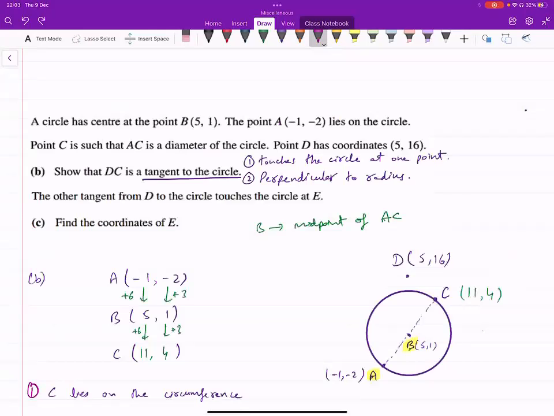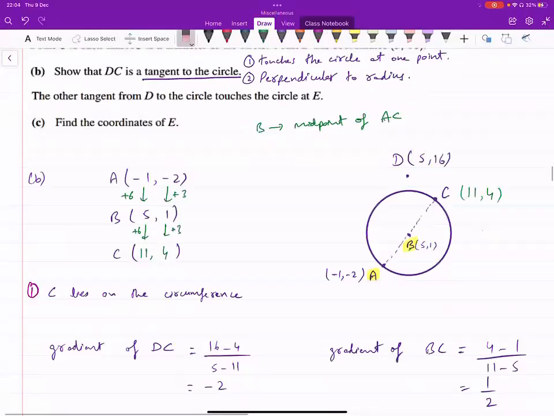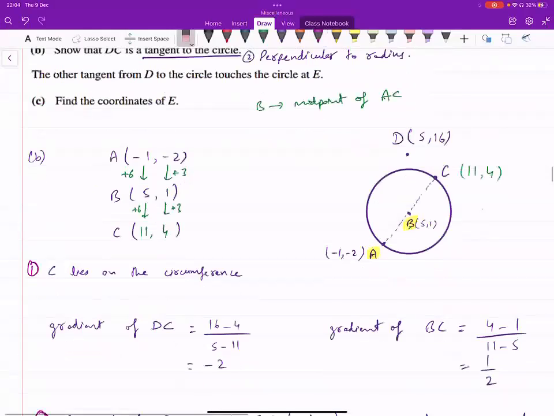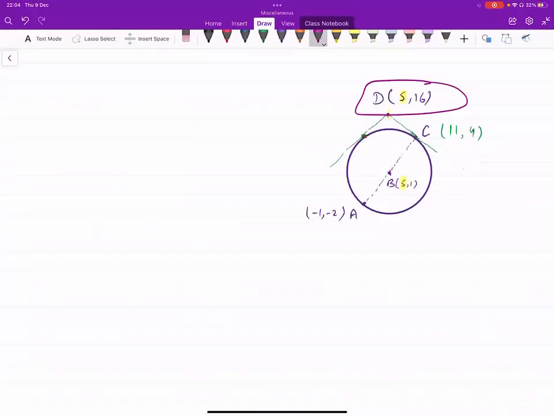It says that the other tangent from D to the circle touches the circle at E. Find the coordinates of E. So now we know this is a point D here. It has one tangent coming to the point C. The other tangent is going to be on the other side here. And this point is E here.